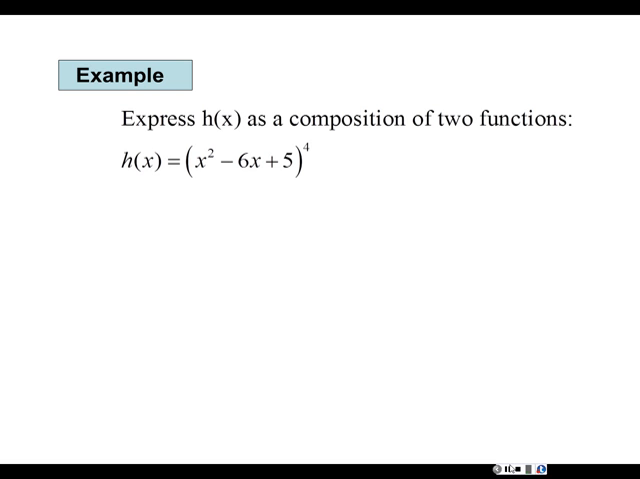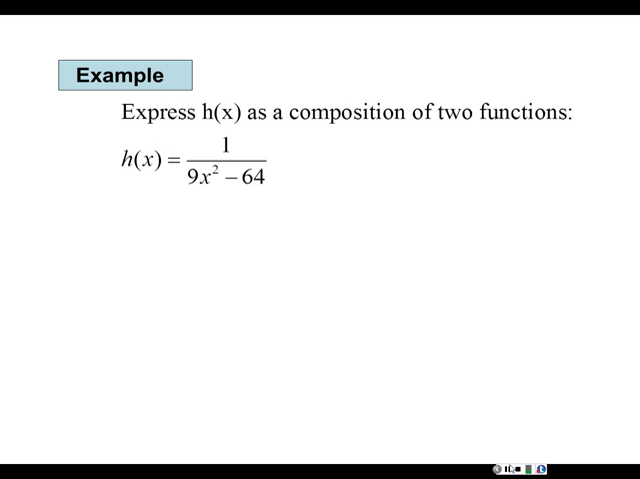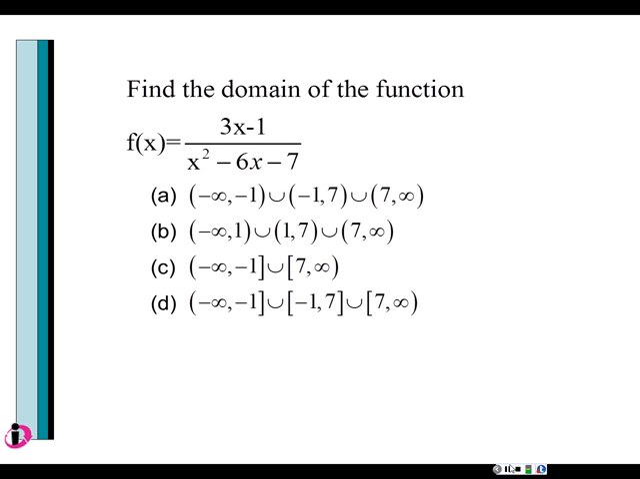Any question here? One more example. Can you quickly tell me what will be g of x here? 9x square minus 64, maybe g of x, right? Yeah. So again, these are some examples. So let's see whether we can pick something from here. Which one can we pick?